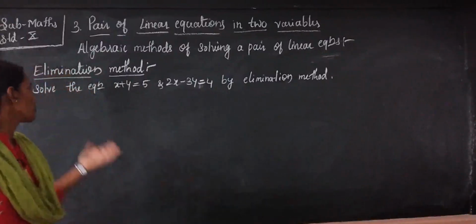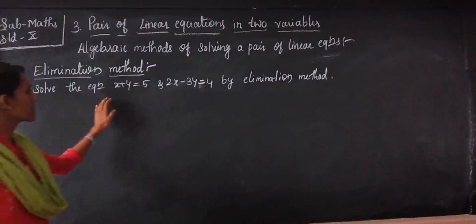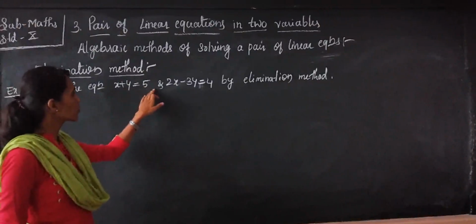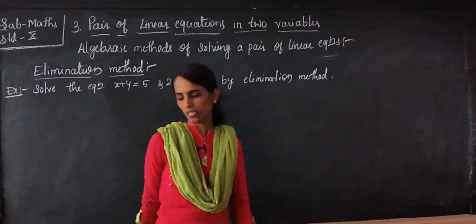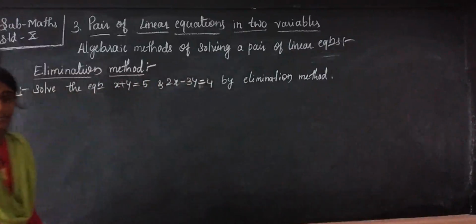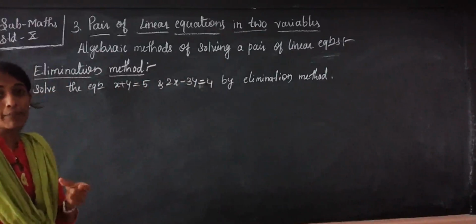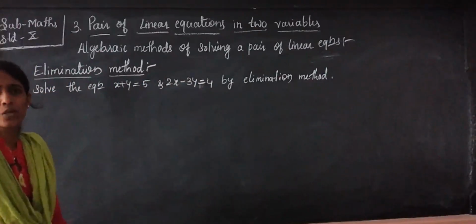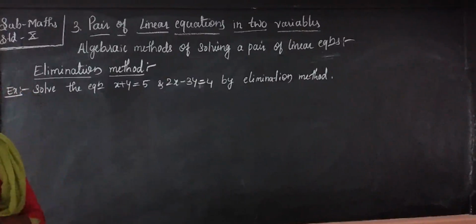To explain that, I have taken one example. Solve the equations x plus y is equal to 5 and 2x minus 3y is equal to 4 by the elimination method. Then how to eliminate? The name itself decides it. Eliminate means throw out, we have to erase it from there. So how do we eliminate it?